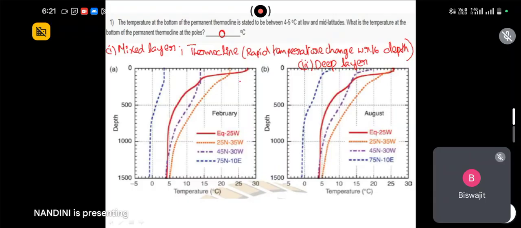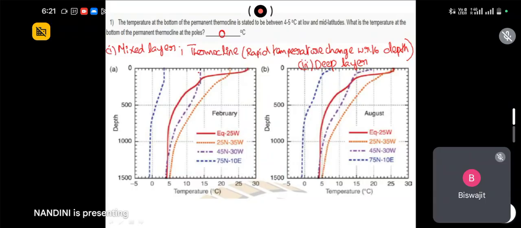So the answer to the question is 0 degrees Celsius. And as I said, the thermocline shows difference with seasons as well as with latitudes. Over high latitudes, if you can see, the mixed layer is very shallow during summer. Like here, this blue dotted line at 75 degrees north and 45 degrees north, you can see the mixed layer is very shallow during summer, whereas the mixed layer is deep during winter.